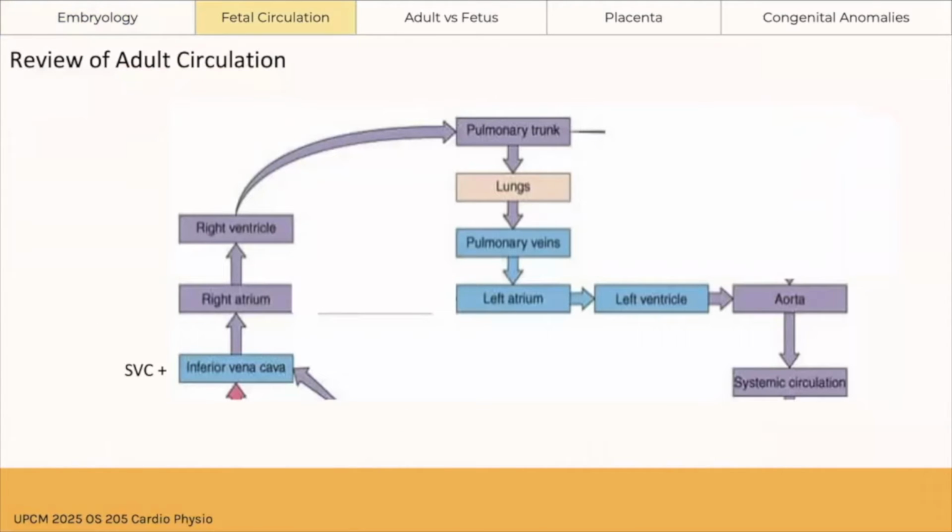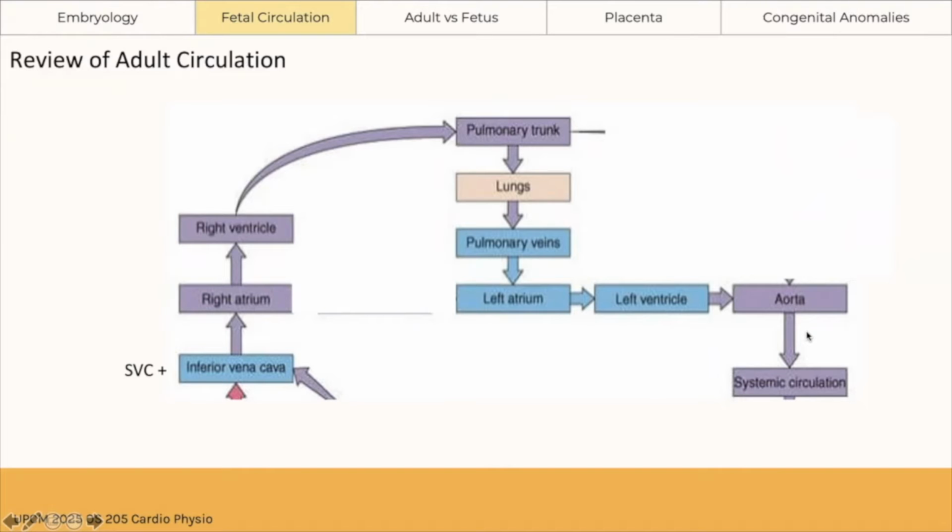We're now moving into fetal circulation. But before I discuss fetal circulation, let's go back to adult circulation real quickly. So you have your superior vena cava and your inferior vena cava drains into your right atrium, and then they drain into your right ventricle, going into your pulmonary trunk to be oxygenated in your lungs. So your pulmonary veins already carrying oxygenated blood will then go to your left atrium, left ventricle, your aorta to be pumped through your systemic circulation.